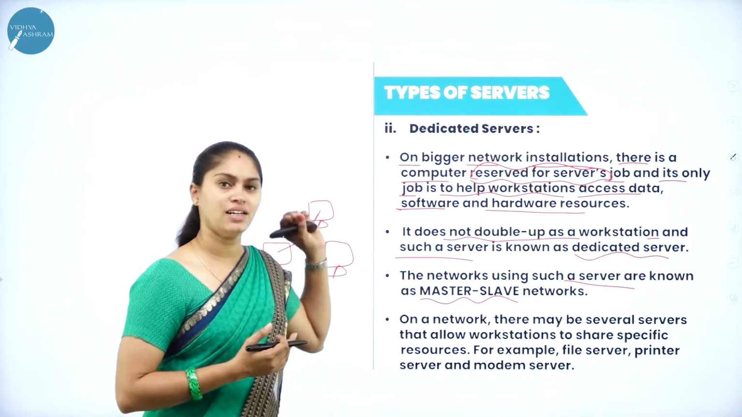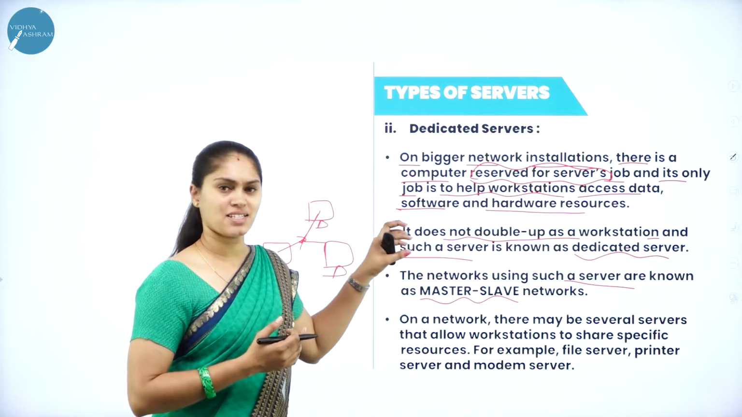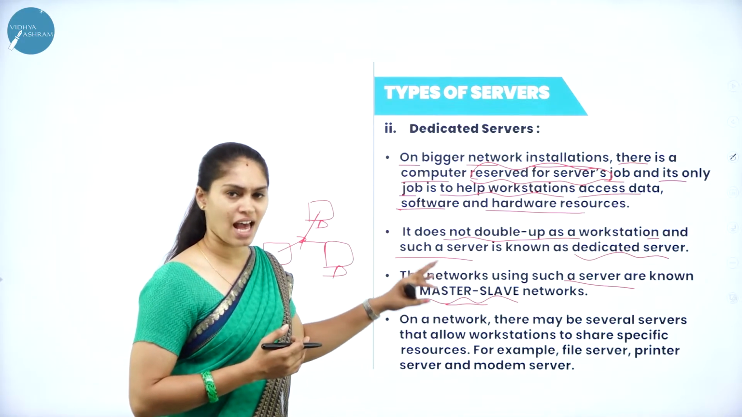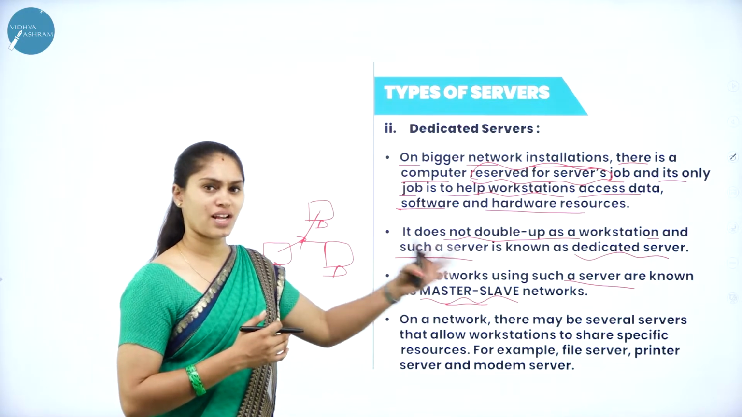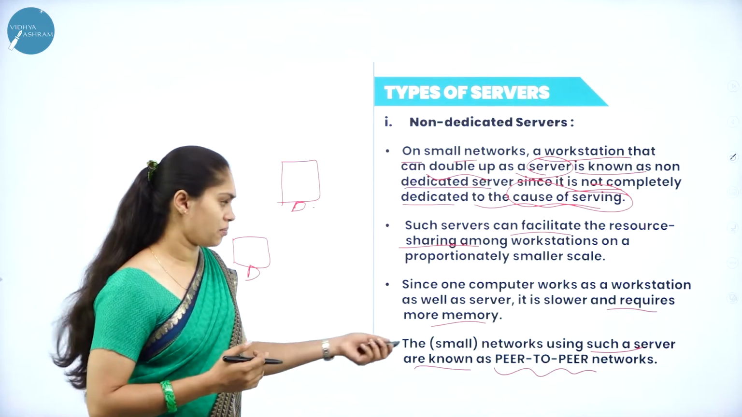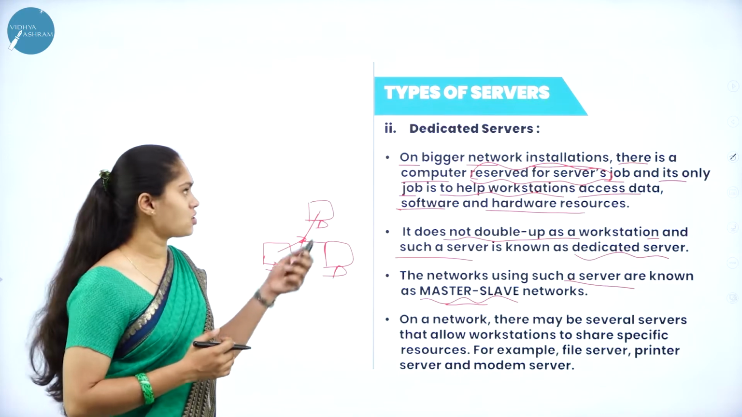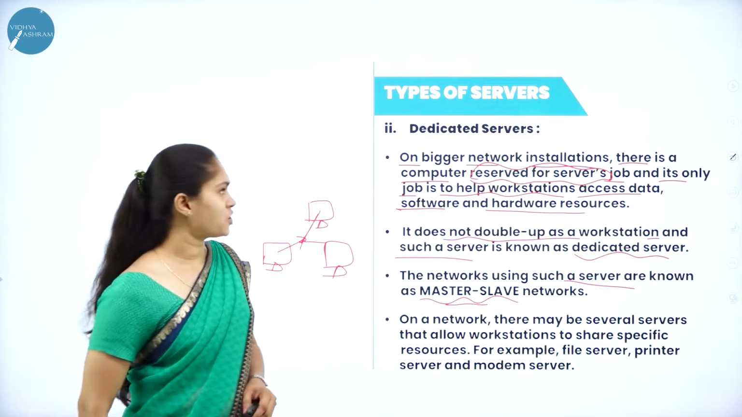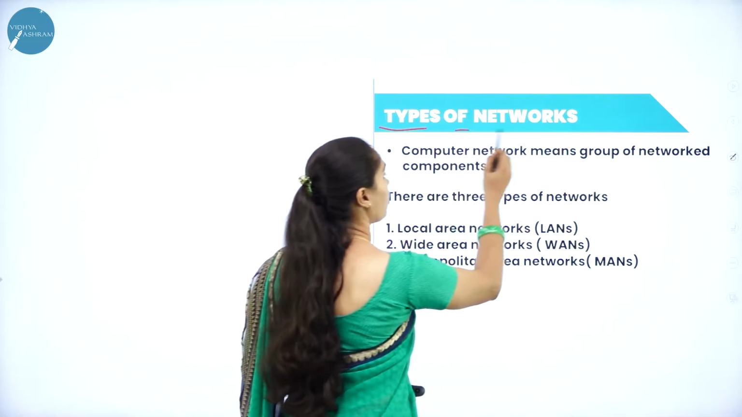So if the server is only acting as a server, then it will be considered as what? Master-slave. If it is acting as both the workstation as well as the server, that is peer-to-peer computers or peer-to-peer networks. So this is regarding server and types of server. We'll see the next topic, that is types of networks.